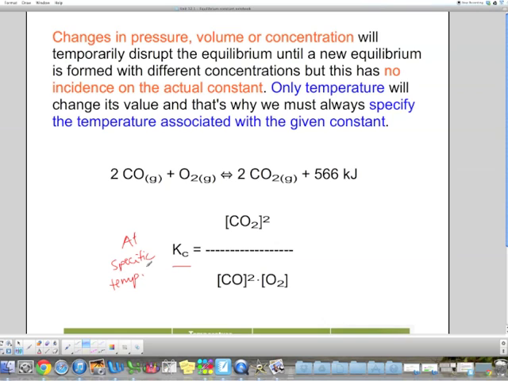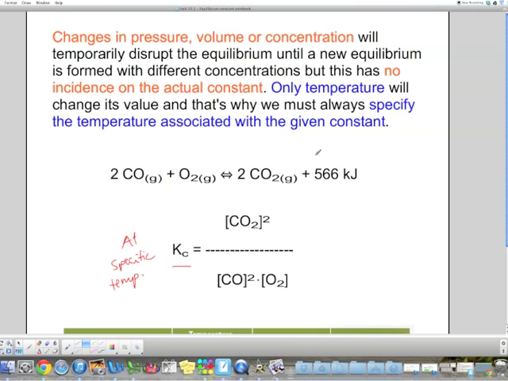Okay, and only the temperature can change the value of the constant. Otherwise, I can change my concentrations, I can change the pressure, volume. This value will not change because of pressure, volume, or concentration. Only temperature will change it, and it will change based on what we saw before with Le Chatelier.